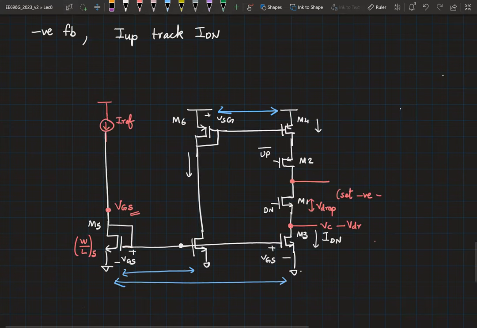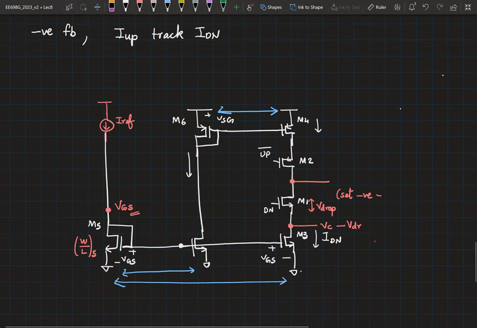Now I have to make sure that the VDS seen are also same. So if I have to make the VDS to be same, what should be the value of VX? It should be equal to VC. Any questions here? Okay, good. So I have to make sure that this VX should be equal to VC. Now let's say I did calculations by setting VX to be equal to VC, and I found out what is the value of VBP required such that I up will be equal to I up dash.